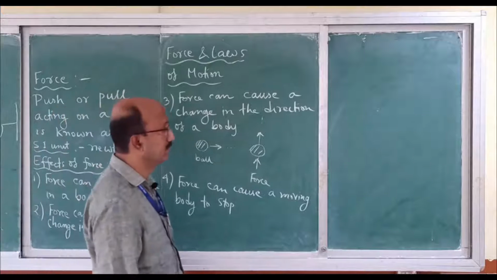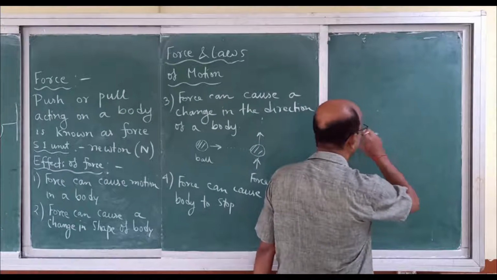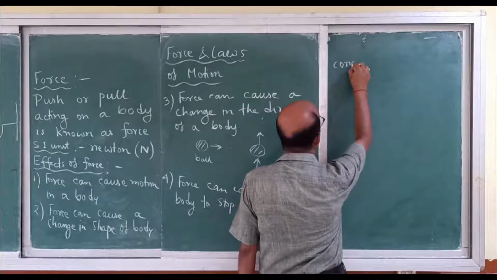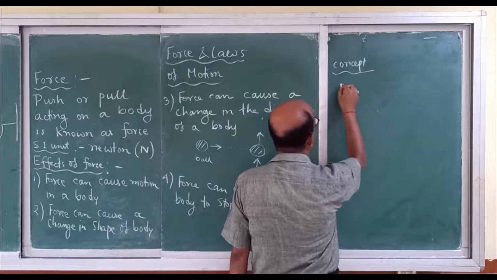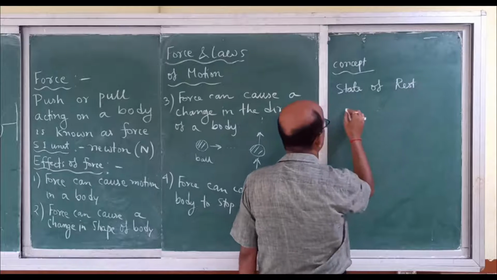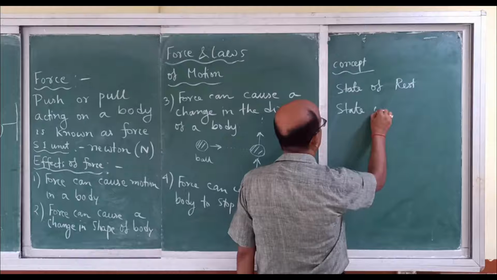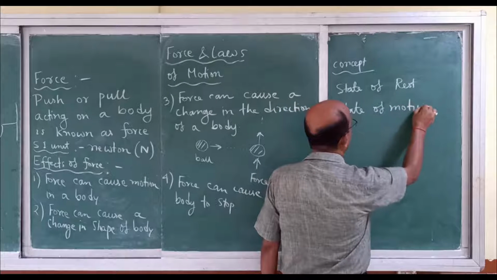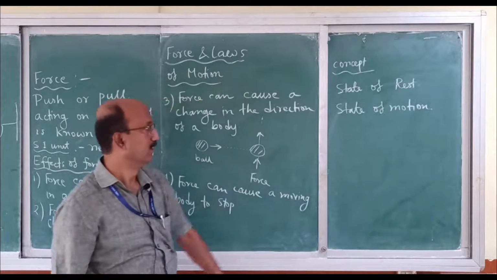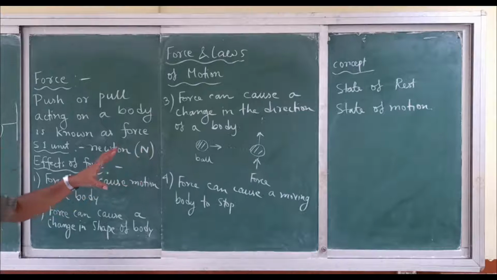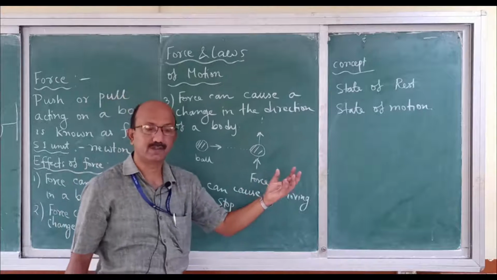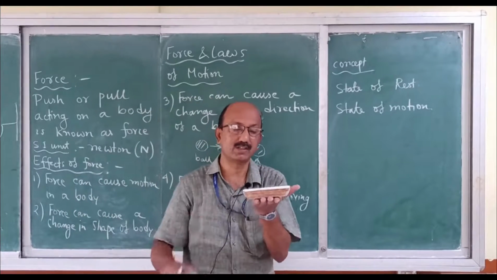Now in this chapter you will be very closely associated with a term, remember this concept: state of rest and state of motion. So these are the two states of a body. One is state of rest, another is state of motion. Now in this chapter we will frequently use these terms. Now what is the meaning of state of rest? So see, look into this duster. Now the duster is in my hand.